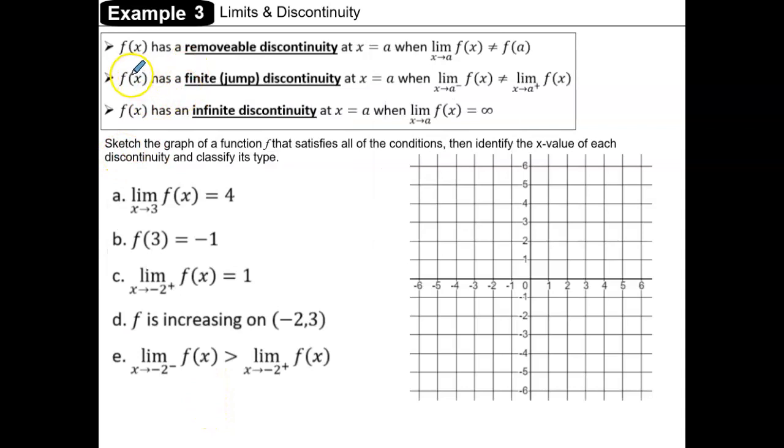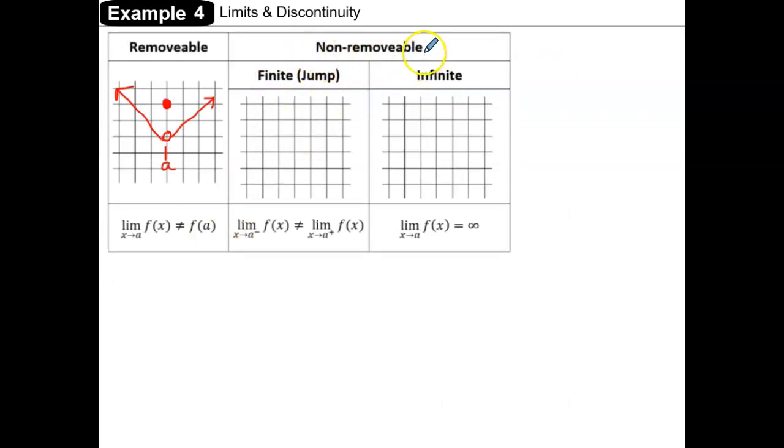Our second definition says that f of x has a finite discontinuity, also called a jump discontinuity, at x equals a, when the limit as x approaches a from the left of f of x is not equal to the right-sided limit approaching a. So if I look at the back of the notes again, under non-removable discontinuities, a finite or jump discontinuity, my limit from the left cannot be the same value as my limit approaching from the right. So if my function is coming from the left, I hit that value at a with an open circle, then my limit coming from the right has to end up at a different y value.